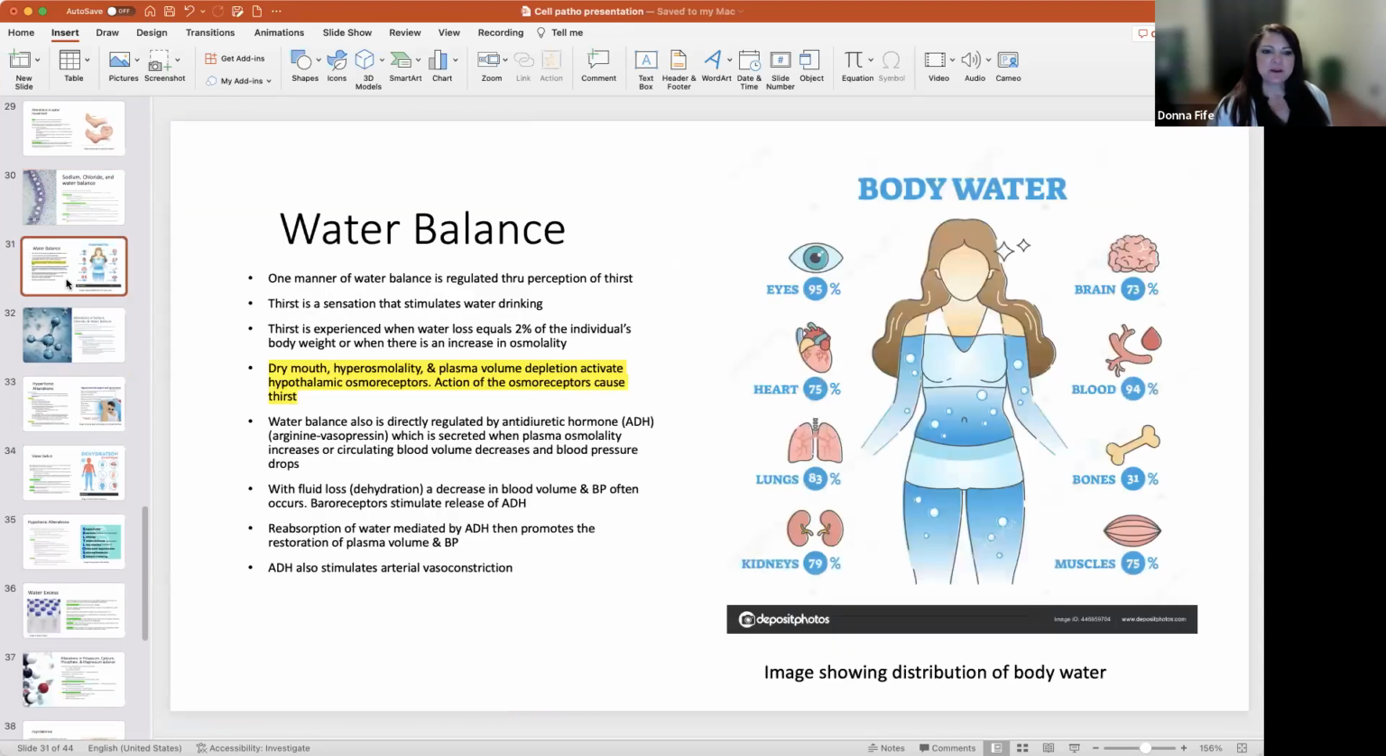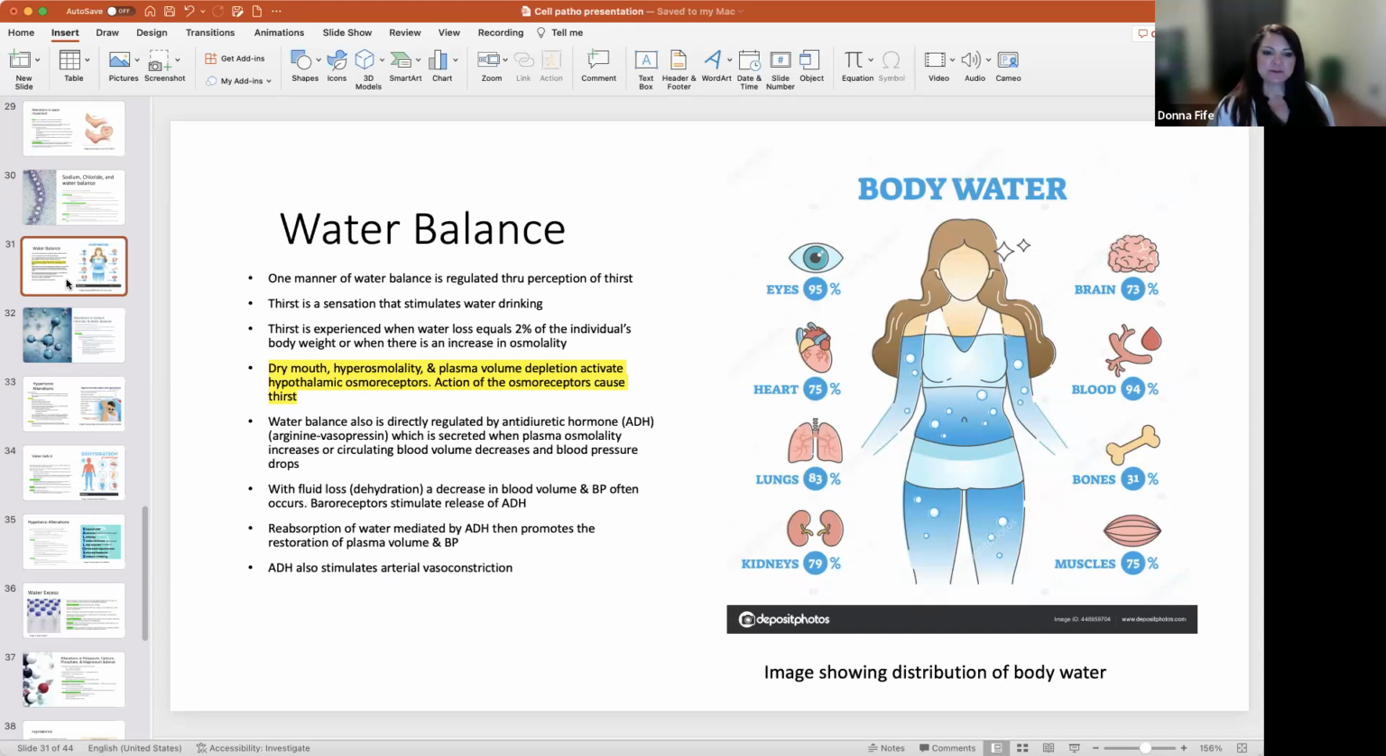Water balance is, in one manner, regulated through the perception of thirst. Thirst is that sensation that stimulates us to drink some fluids. Thirst is experienced when the water loss equals 2% of the individual's body weight and when there is an increase in osmolality. Symptoms can be a dry mouth, hyperosmolality. There is plasma volume depletion, which activates hypothalamic osmoreceptors, and the action of osmoreceptors causes thirst.